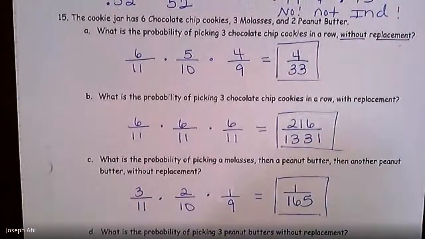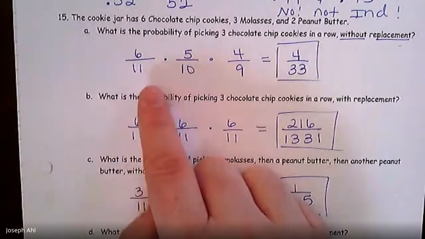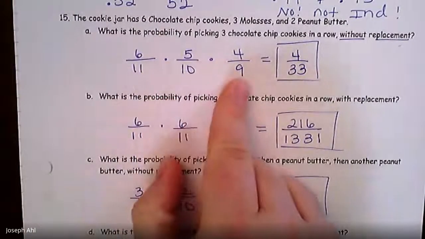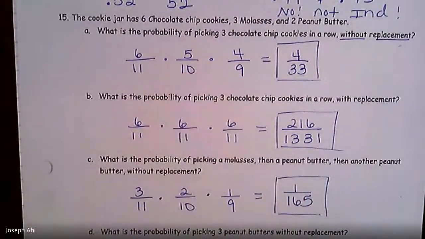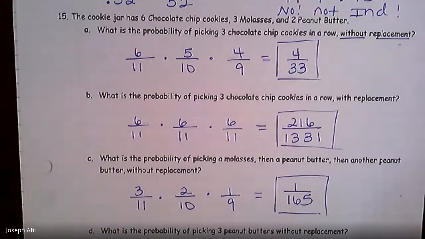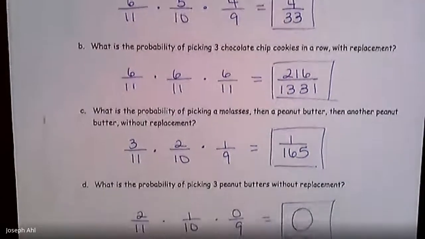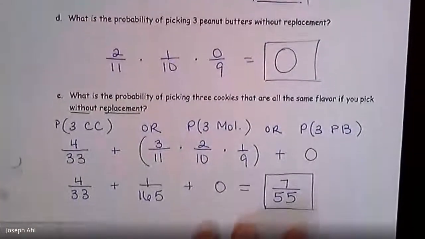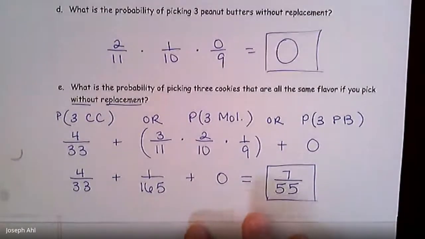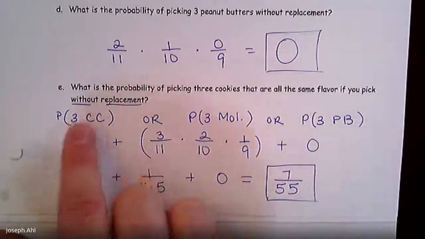But remember, even if the events are dependent, you can still multiply the probabilities together if we know the next probability. So that's the good news as far as that goes. Since we know how many cookies would be left in the cookie jar, we can continue to determine the probability of dependent events.